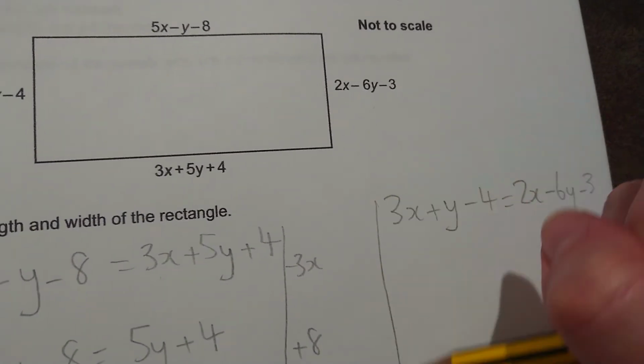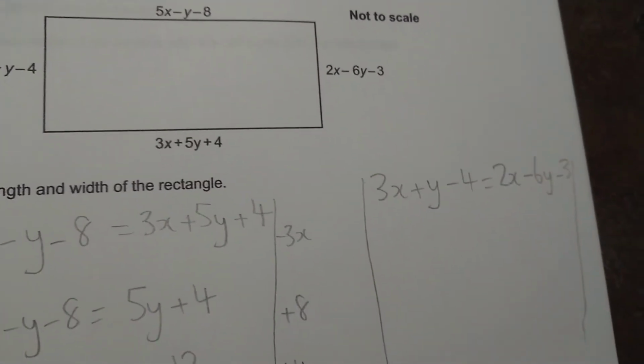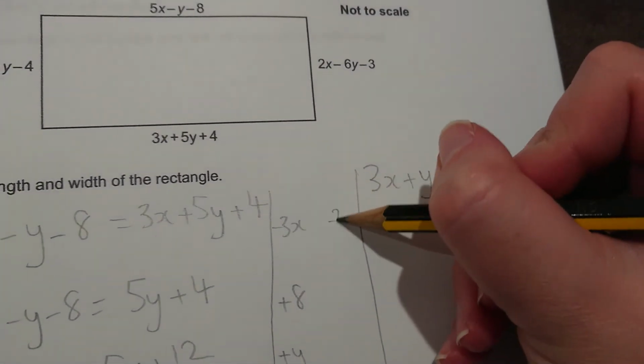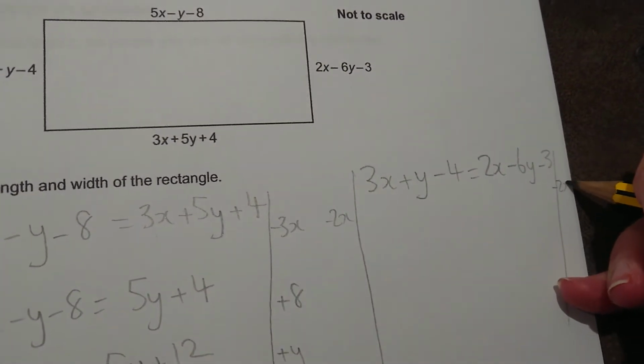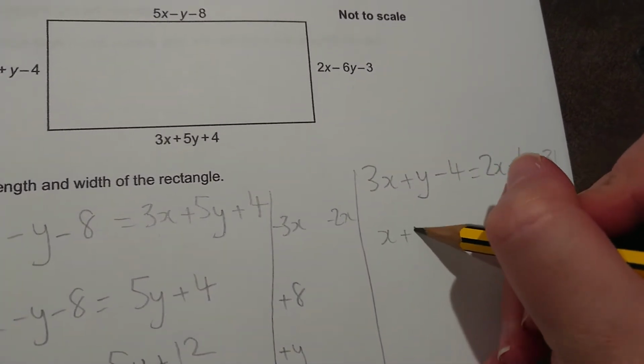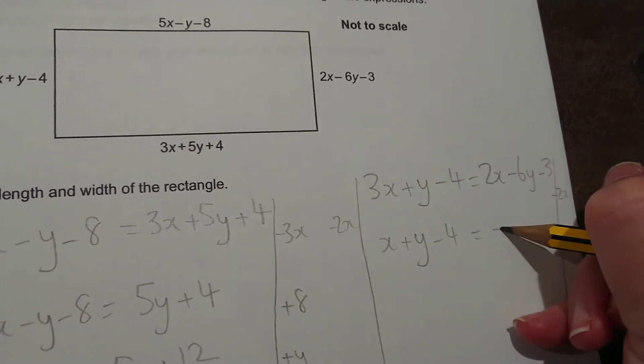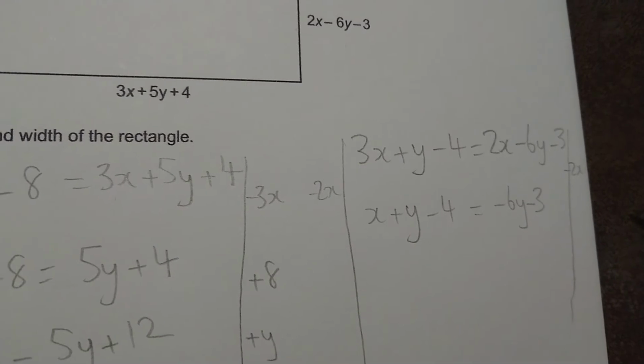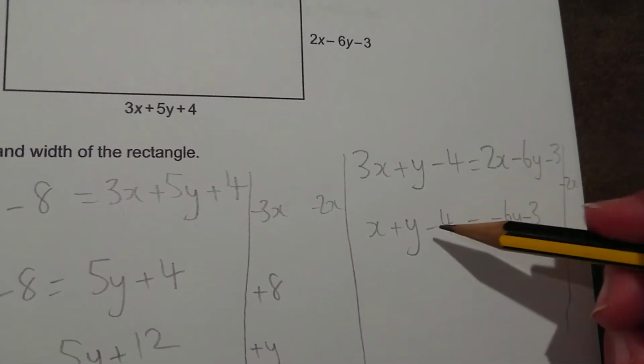Let's do the same with this one. So make it look a little bit nicer. So I could minus 2x from both sides. So I would get x plus y minus 4 equals minus 6y minus 3. Then I could add the 4 over.